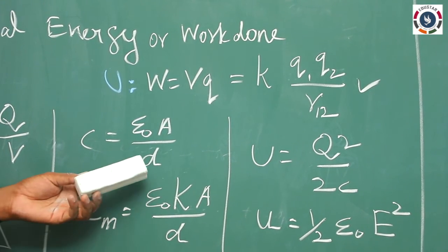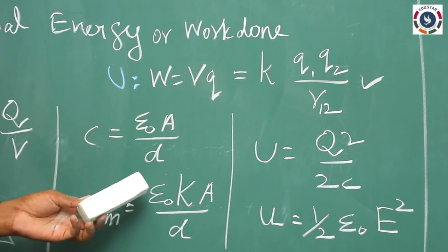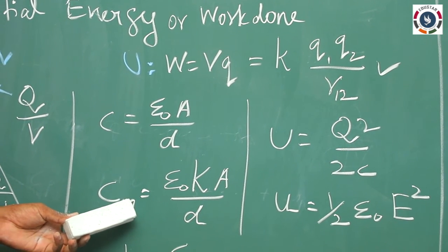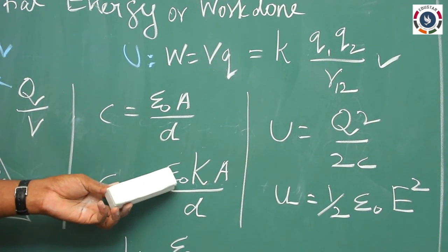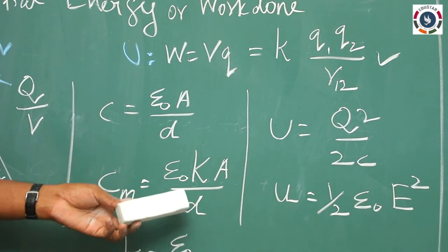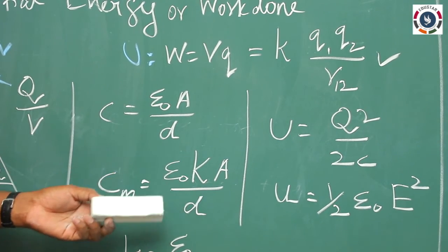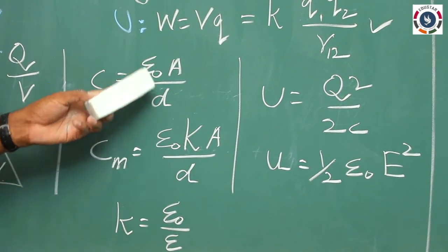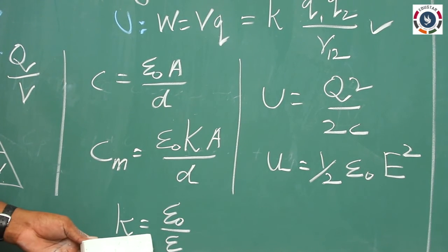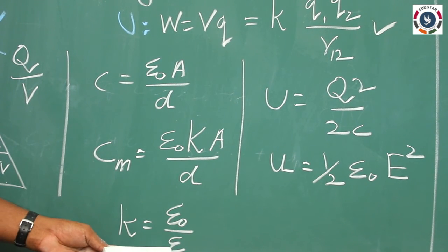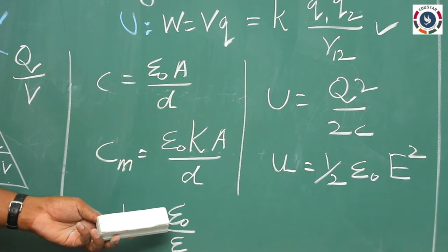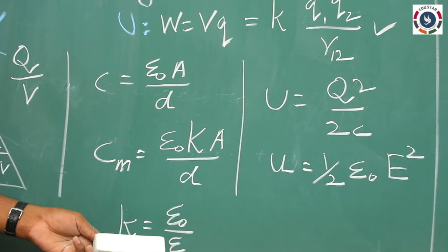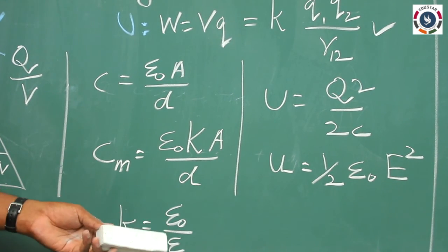If you consider a dielectric medium between the two plates, the formula changes. The capacitance with the dielectric medium inserted is equal to epsilon naught K A by D, where K is the dielectric constant of the medium inserted between the two plates. It is written as epsilon by epsilon naught. Epsilon naught is the permittivity of free space, and epsilon is the permittivity of the inserted medium. So this is also a very important formula.